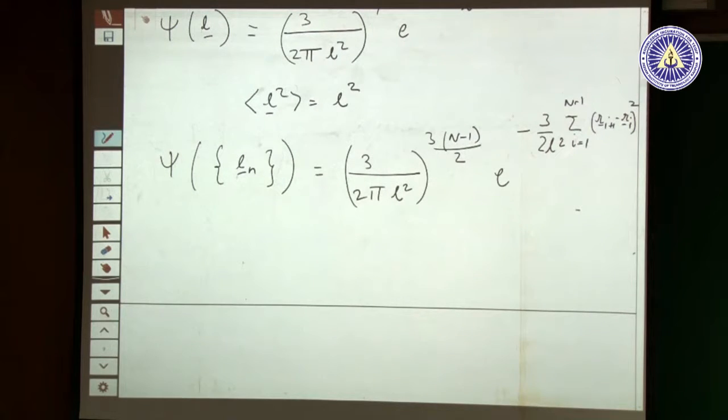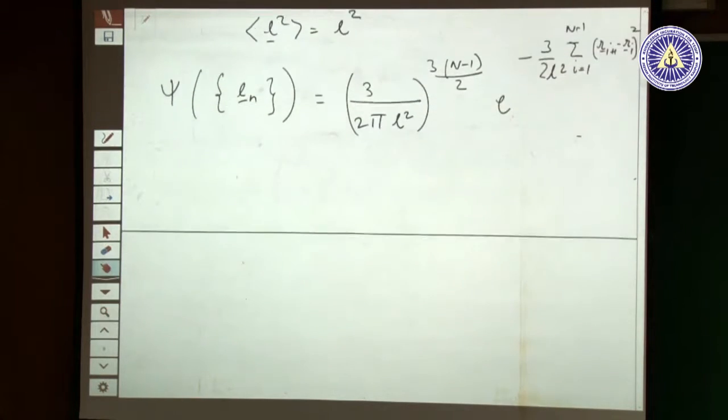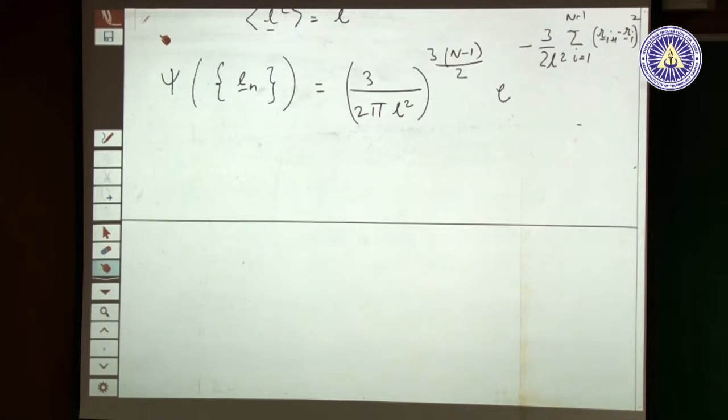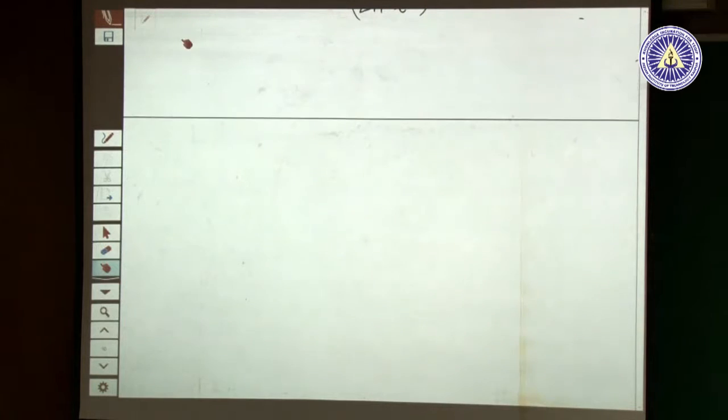Okay. So, having established that, let us move to the next thing that I want to cover. And that is what is the free energy of a freely jointed chain.